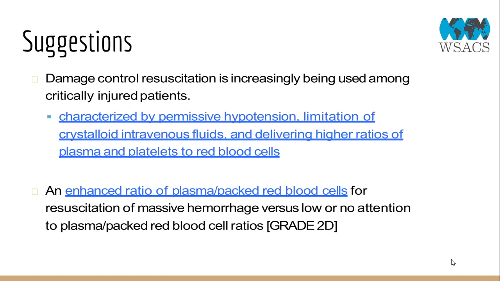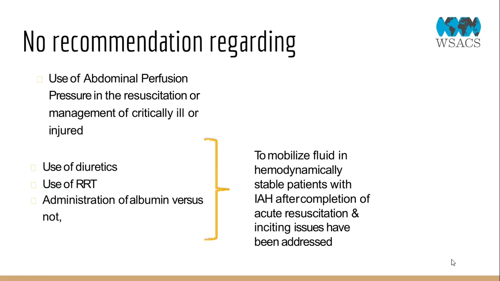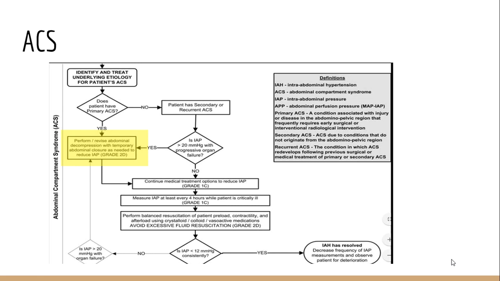And damage control resuscitation is increasingly being used among critically injured patients, characterized by permissive hypotension, limitation of crystalloid and intravenous fluids, and delivering a higher ratio of plasma and platelets to RBCs. And the society does not recommend using diuretics, RRT and administration of albumin to mobilize fluid in hemodynamically stable patients, and they don't recommend use of abdominal perfusion pressure in the resuscitation or management of critically ill or injured patients.